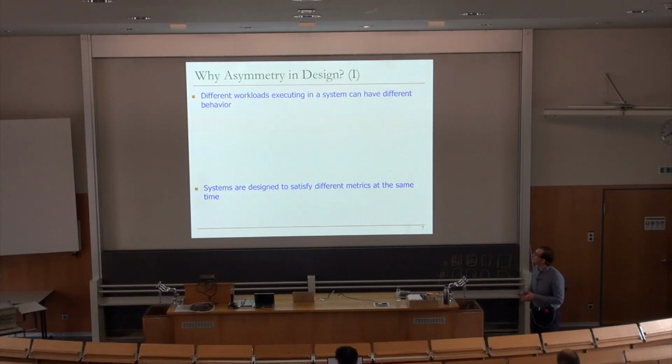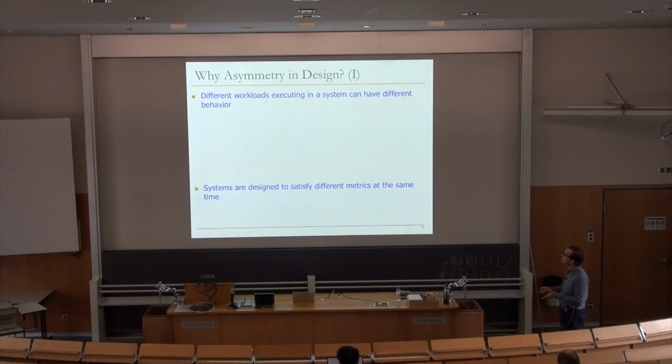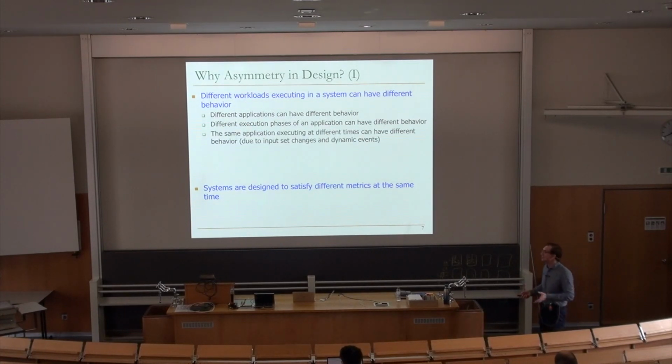So why do you want asymmetry in design? This is a limited view. This one's a very broad view, of course, but the limited view: different workloads executing in a system can have different behavior. And we've seen this many times, right? Different applications can have different behavior, different execution phases of an application can have different behavior. The same application executing at different times can have different behavior because your input set is different, right? And because of the dynamic events.